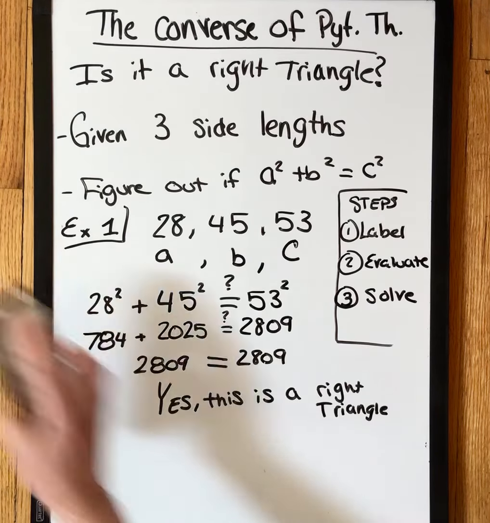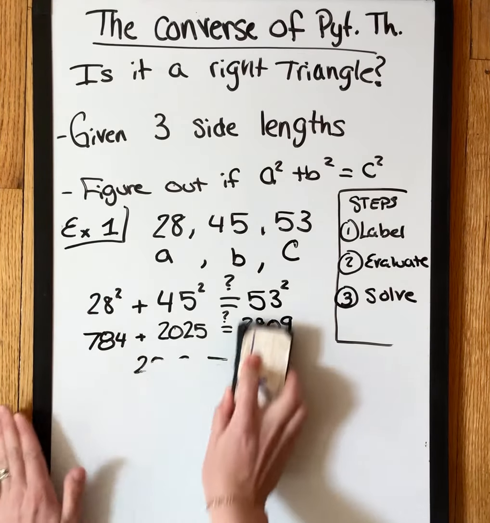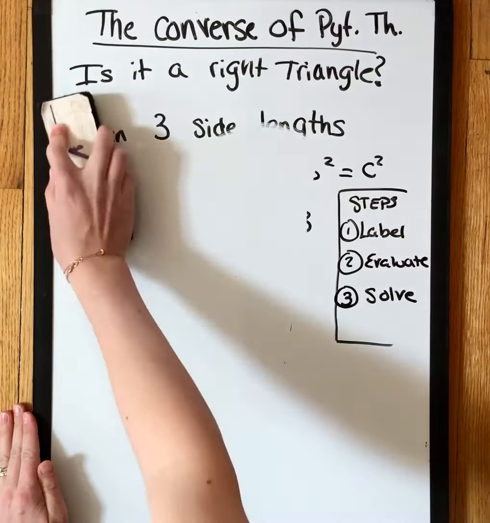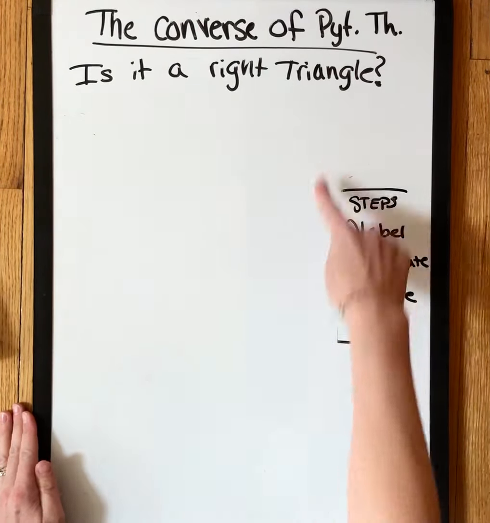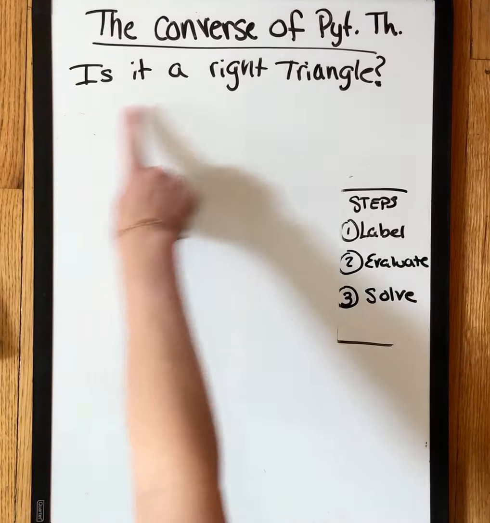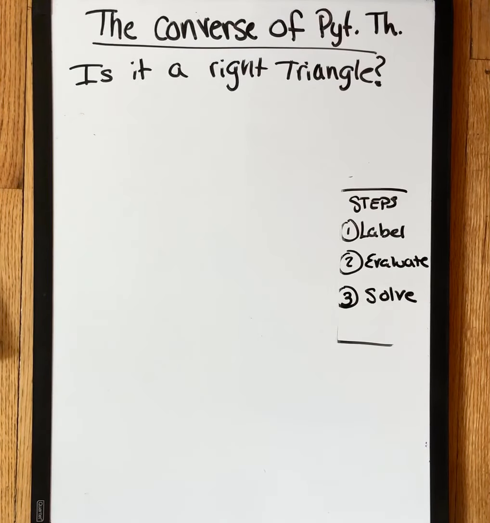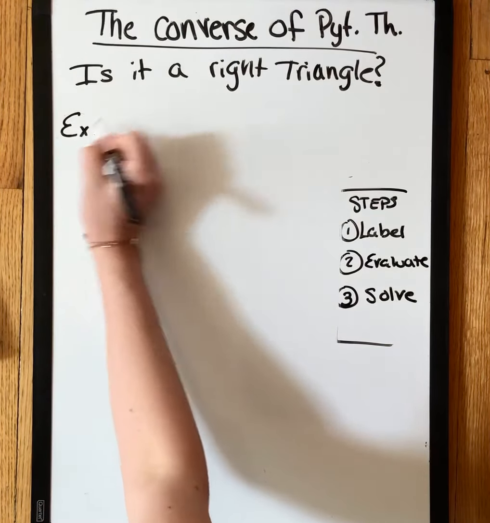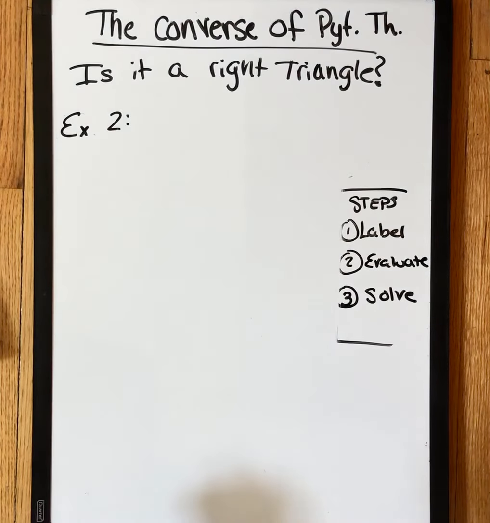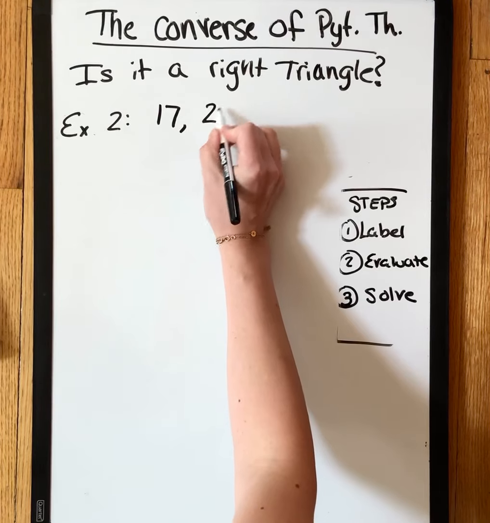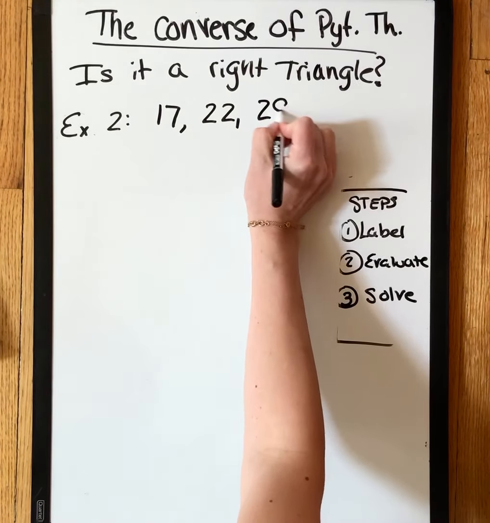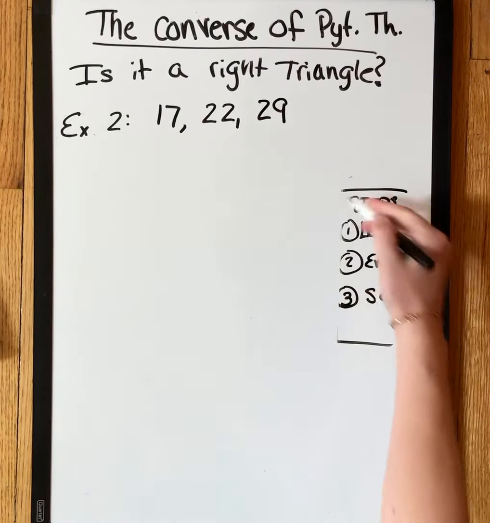So let's take a look at another example. If you have room on your paper, go ahead and just keep that. I'm just gonna kind of strategically do some erasing. I'm gonna keep my steps, keep my question of, is this a right triangle? So my example number 2 says, okay, I have side lengths 17, 22, and 29.